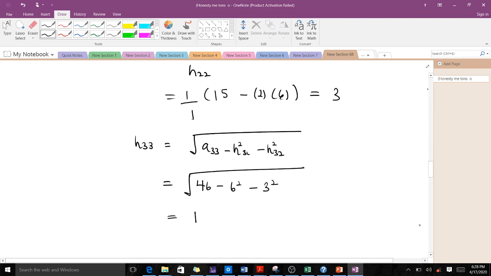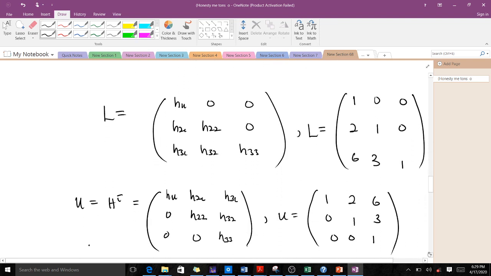Then with our h33, you know that we are getting all these from the Cholesky algorithm. Or as I said, you can also do matrix multiplication and by equality of matrices compare. So we have our h33 will be equal to root of a33 minus h31 squared minus h32 squared. Our a33 is 46. Our h31 we've computed to be 6, and our h32 is 3, which we just computed here. When you put everything in, you're going to get h33 to be 1. Right? So now we found all the 6 unknowns.